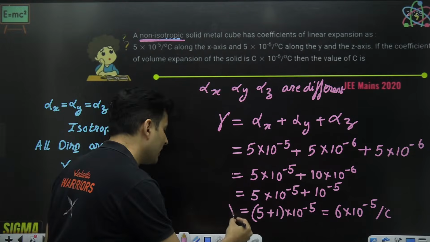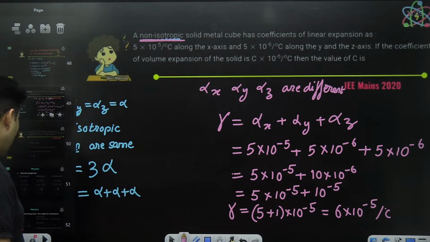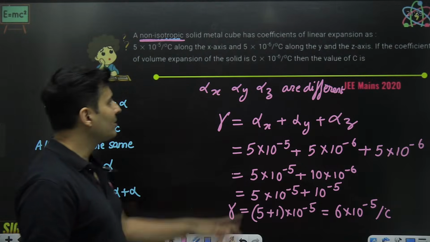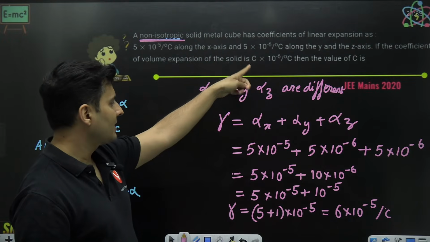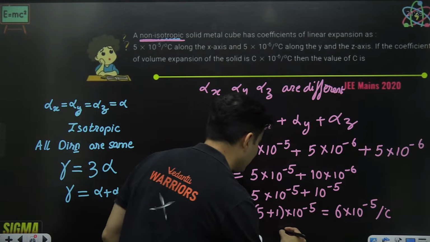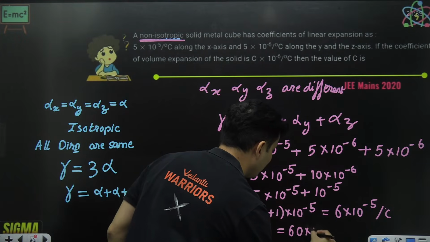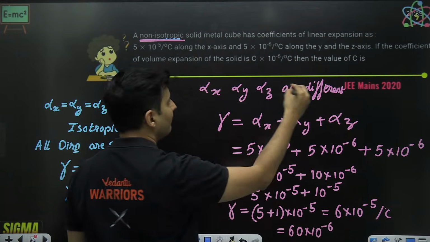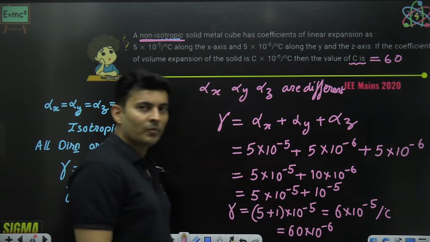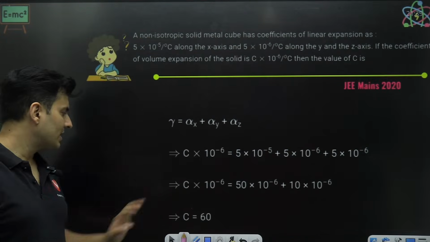That is your gamma. That's it. So that is your gamma. Okay. So they had asked what is the value of C. In this case, if you write it in the form of 10 to the power minus 6, it will be 60 multiplied by 10 to the power minus 6. So the value of C is 60. That's how that numeric question was.